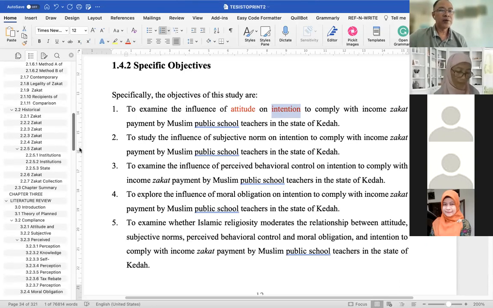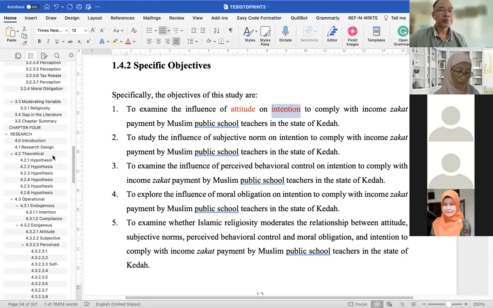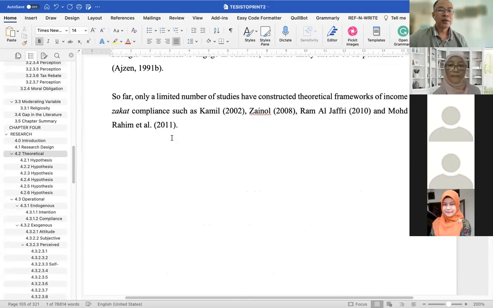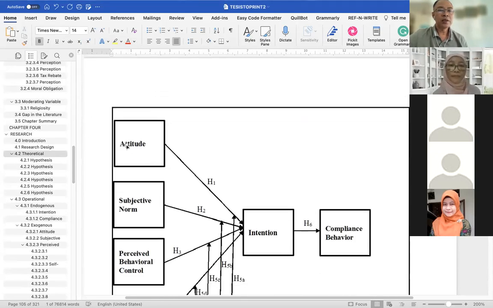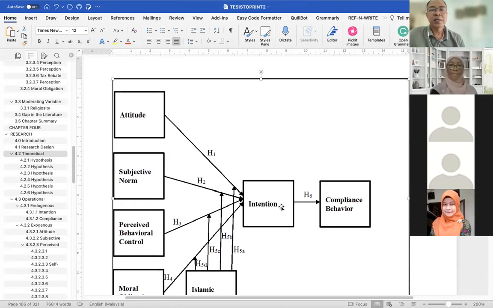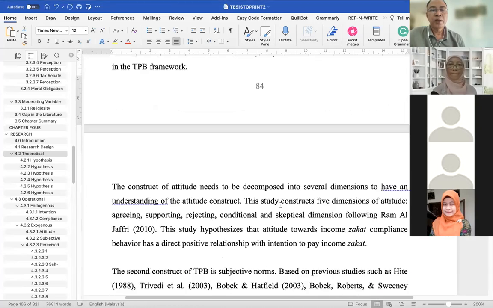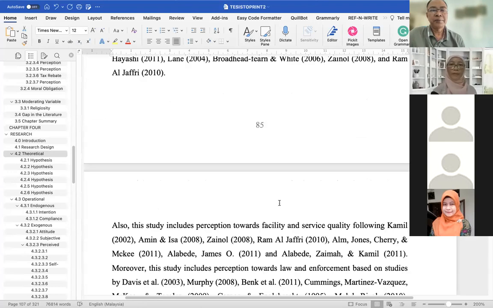So let's look at the framework. So the keywords here are attitude and intention. Okay, so the words attitude and intention appear in the research question and research objective. And also it appears in the hypothesis. After writing the theoretical framework of the study, you need to develop hypotheses, right?